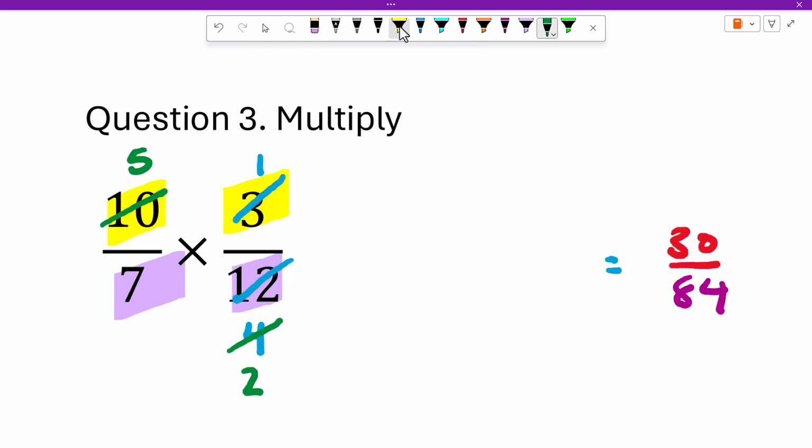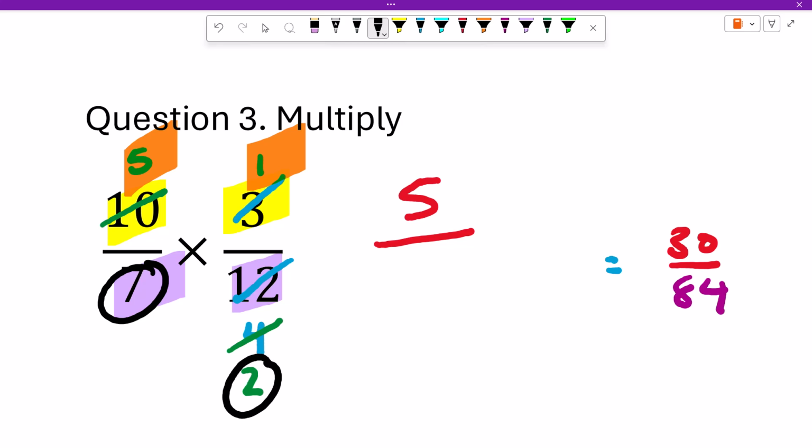So we go top times top. Maybe do orange here. 5 times 1 gives us 5. Bottom times bottom. 7 times 2, 14. 5 over 14. Okay? And that would get you a whole mark.